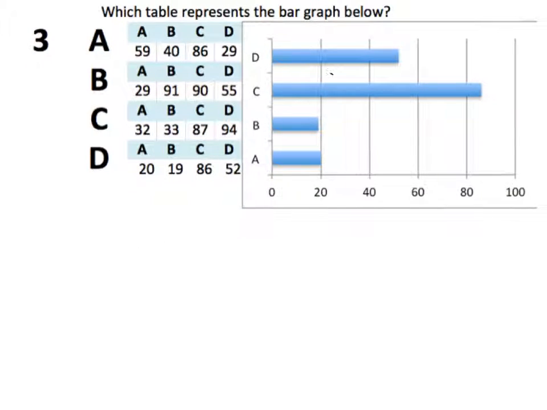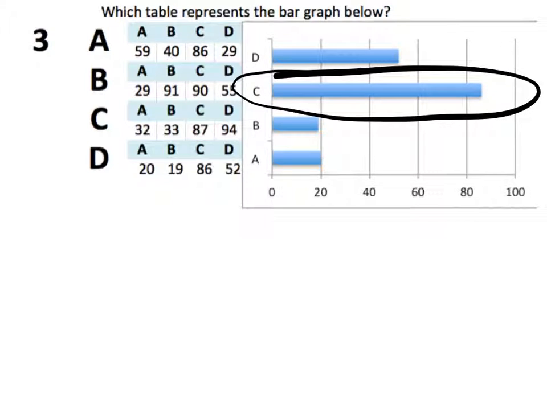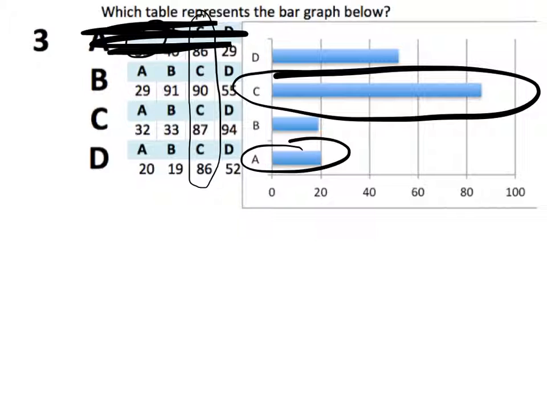Let's choose this one, C. It's over 80. But look at this. All of these C's are over 80. So let's choose something else like A. It looks like it's right up to 20. So it doesn't go beyond 20, so it cannot be that. It cannot be this, and it cannot be this. So the answer is D.